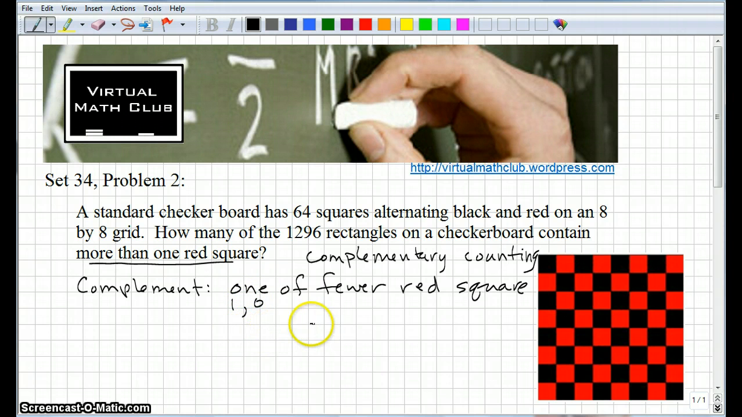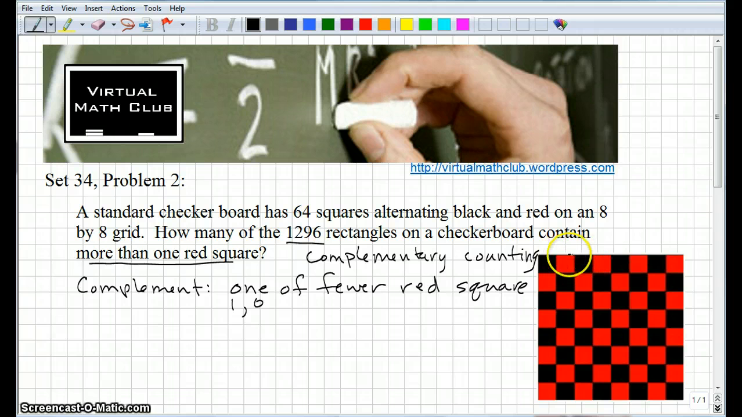And that's a lot easier to count because there's a lot fewer rectangles that contain either 1 or 0 red squares than there are that contain more than one red square. Okay, so this is just easier to count. And we know the whole, actually, we're given the whole. There are 1,296. Now, you may be wondering how they got that. There's a little bit of a trick to that.